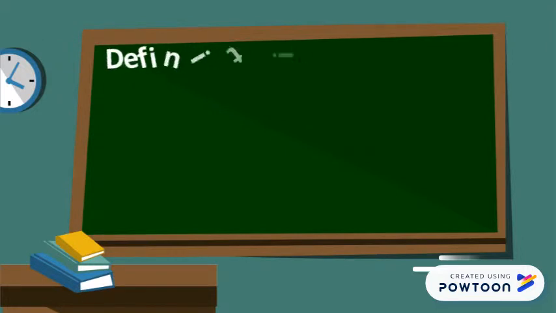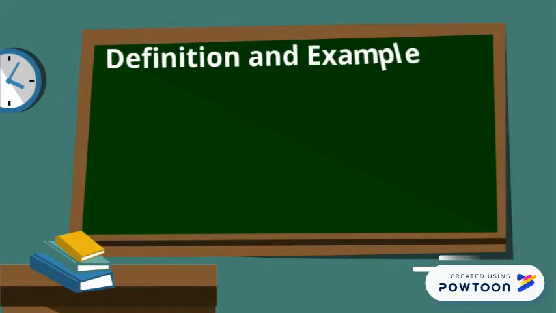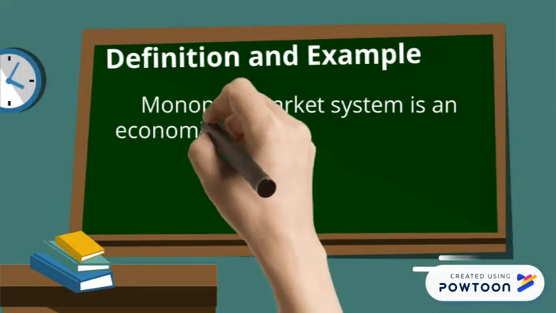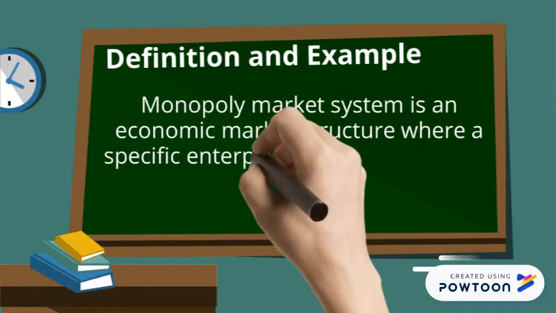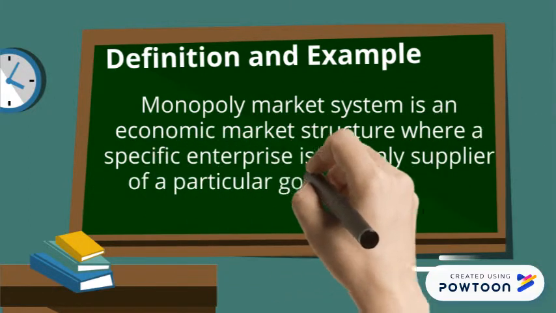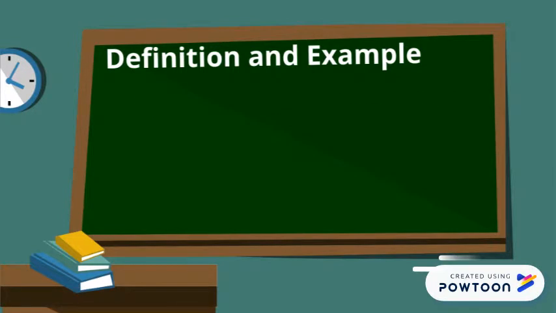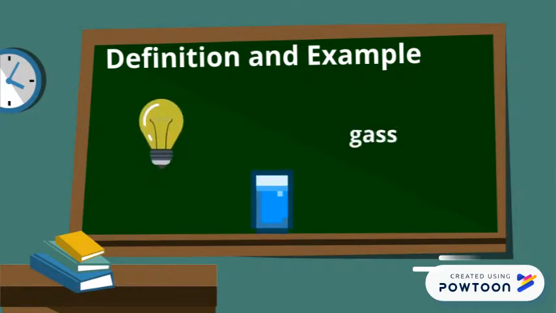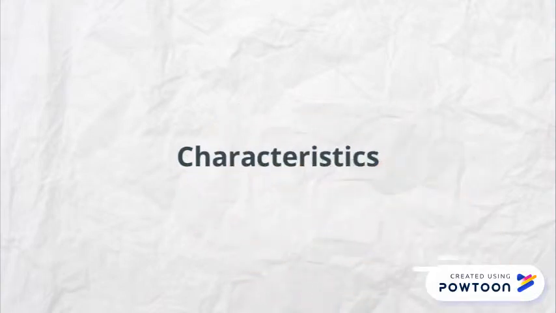The definition of monopoly market system. Monopoly market system is an economic market structure where a specific enterprise is the only supplier of a particular good and services. Examples of the particular good and services are electricity, water and gas. There are few characteristics of monopoly market system.